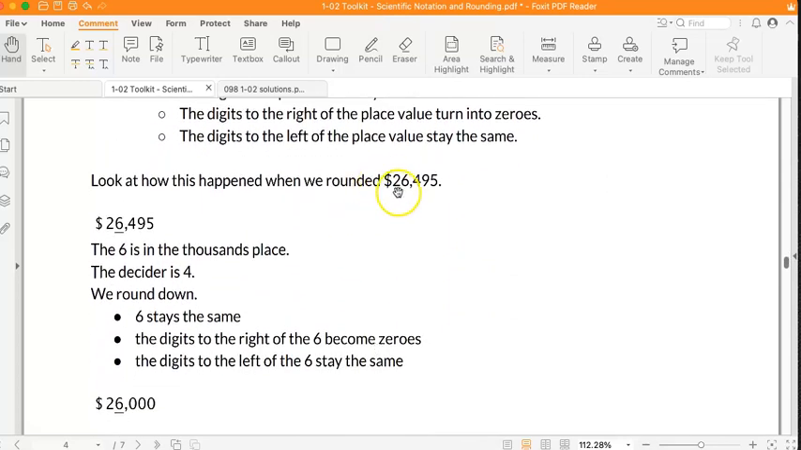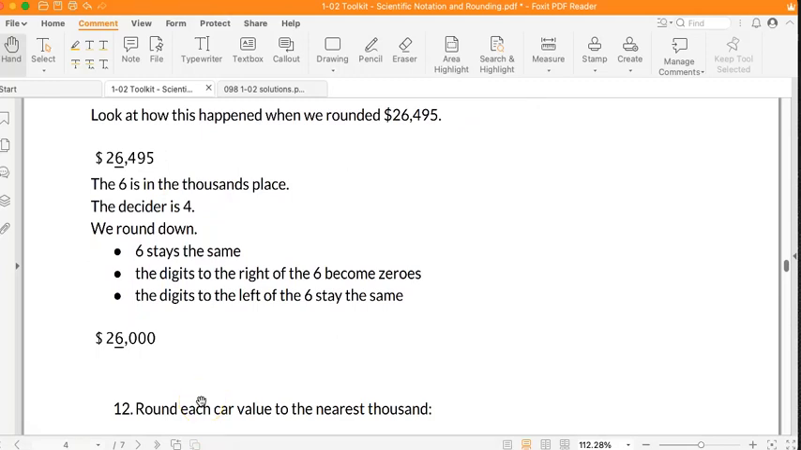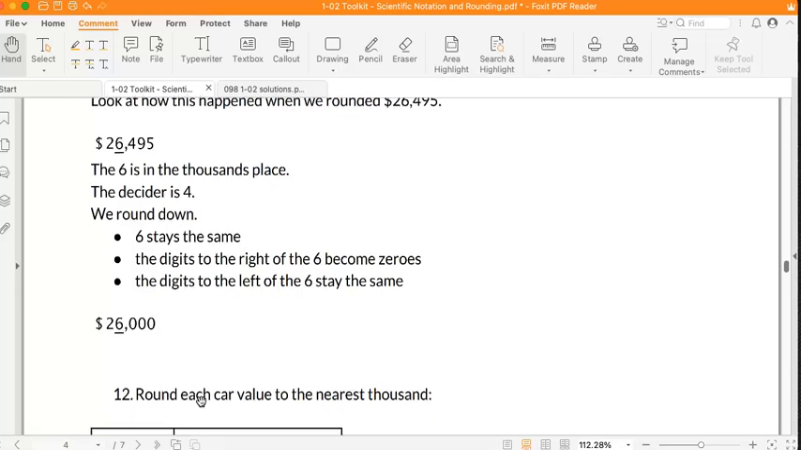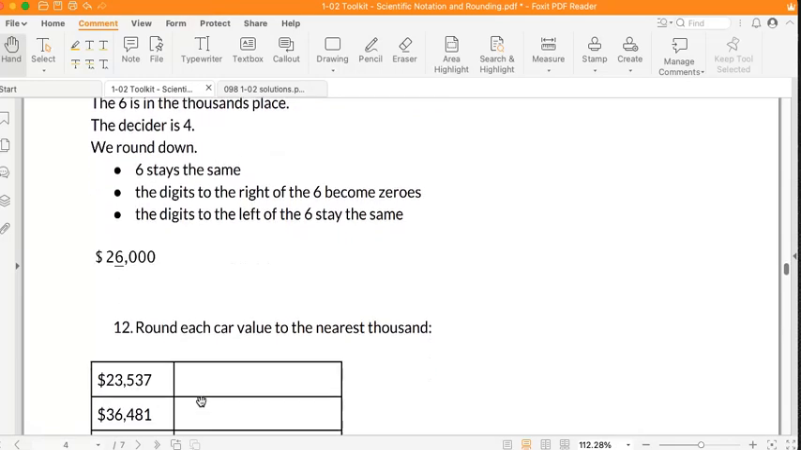So when we rounded $26,495, the 6 is in the thousands place. The decider is the 4. Because it's not big enough, we round quote-unquote down, but that just means that the 6 stays the same. All of these digits become zeros, and the 2 does not change. So we get $26,000. That might seem like I'm over-explaining everything, but there you have it in case rounding is confusing to you. It used to be confusing to me when I was learning it way back when.